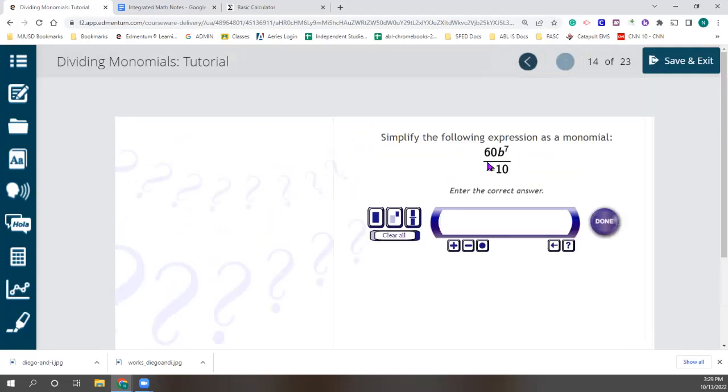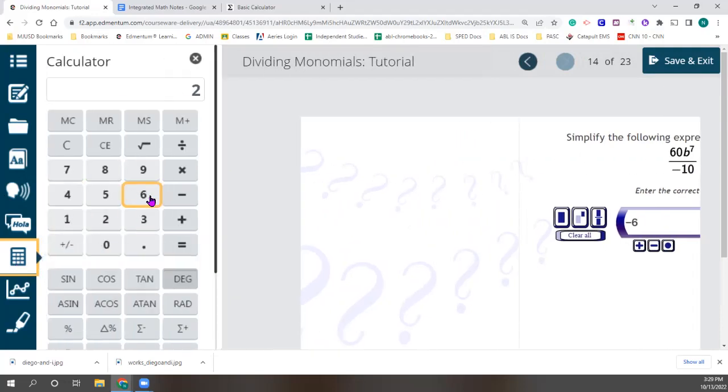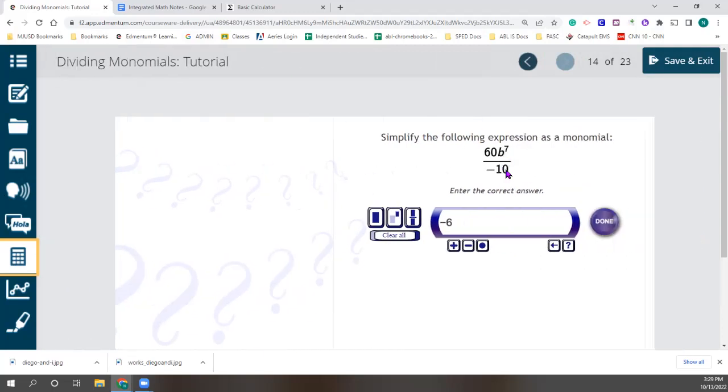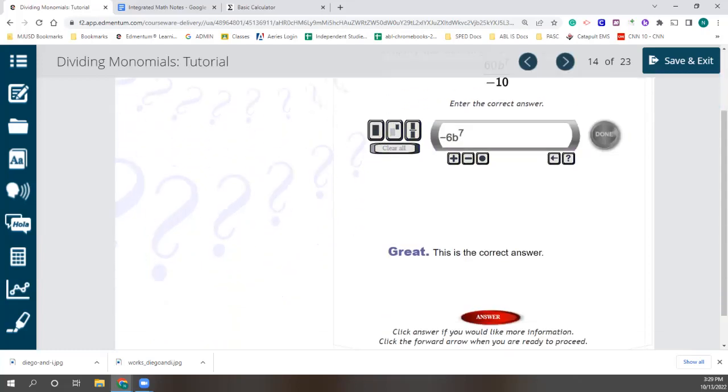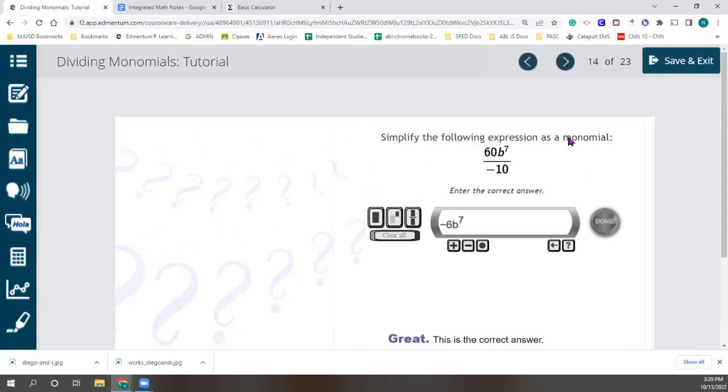All right, so we're trying a few on our own. Oh boy. Okay. So 60 divided by -10 should be -6. Again, if you need to do the math, that's okay. There's nothing wrong with that. 60 divided by negative 10 equals -6. There's no variable to divide by. So it's -6 b to the 7th power. I think I got it. Okay, so easy peasy lemon squeezy.